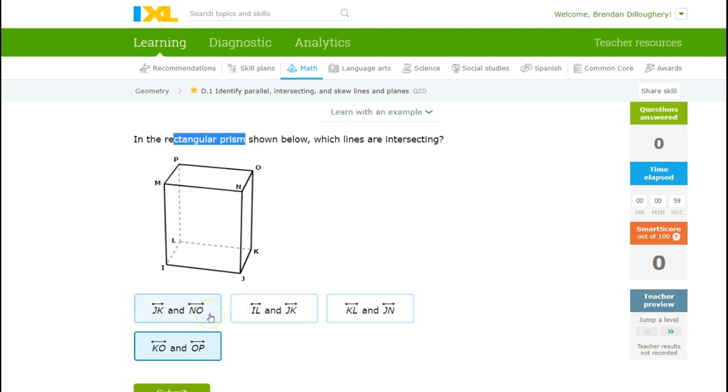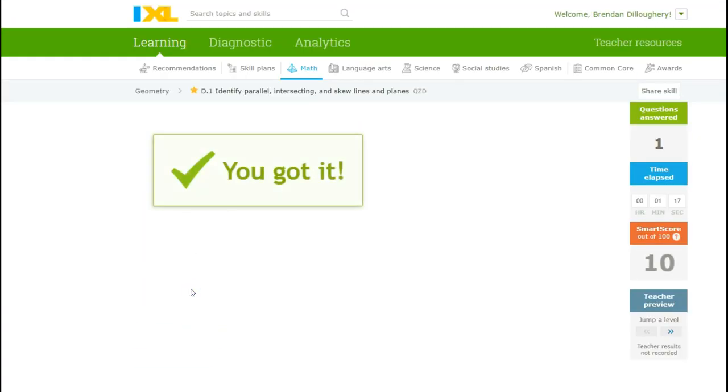So let's look at it. JK is here. Does that hit NO? No, those are parallel. IL and JK. So IL and JK are parallel. And then KL and JN. So KL and JN. This one, those are skew. So no, that's it. It's just those.